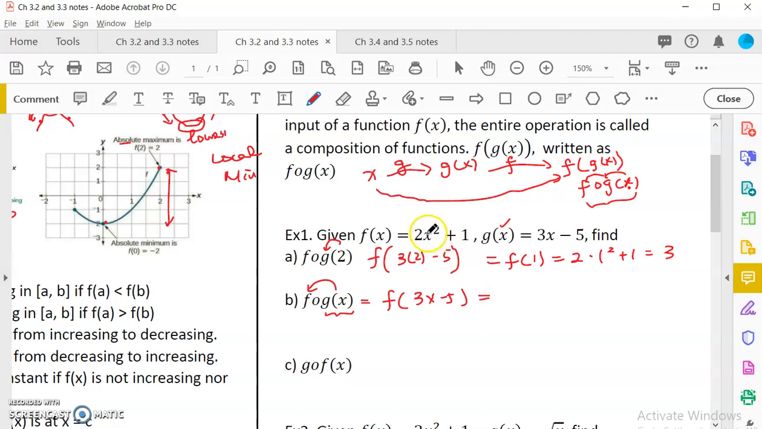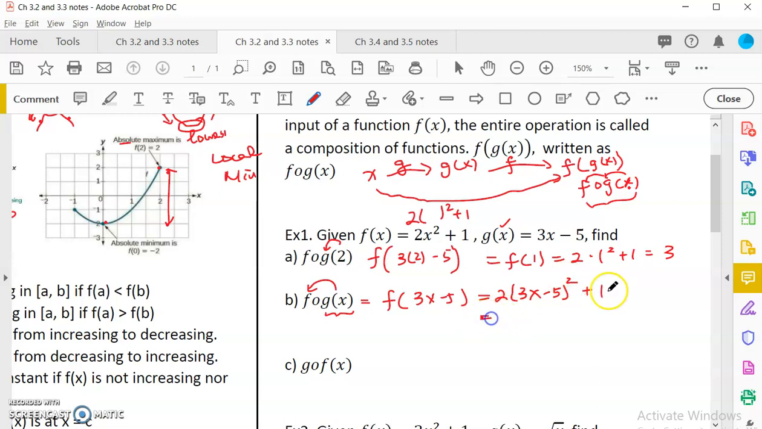So in f, the x is a placeholder. So you would say 2 something squared. So you can rewrite it as 2 something squared plus 1, right? This something is the g function, 2 times (3x minus 5) squared plus 1. So that's how you do it.